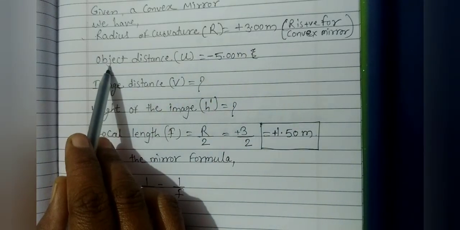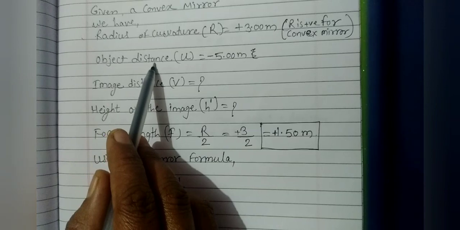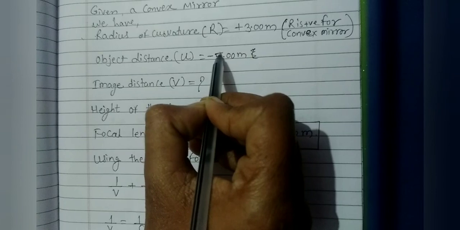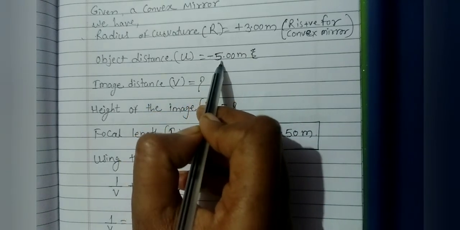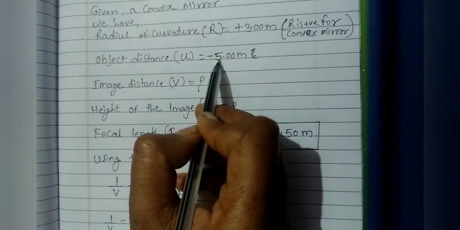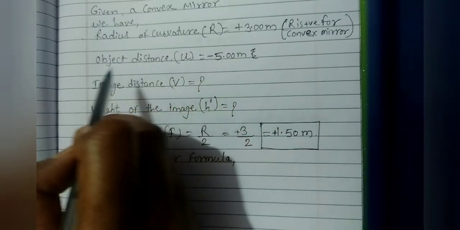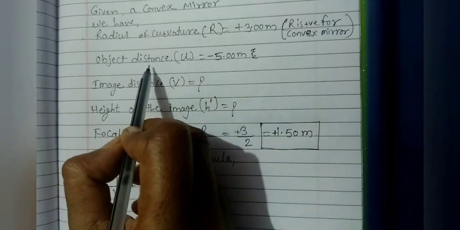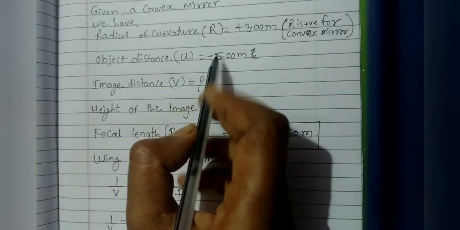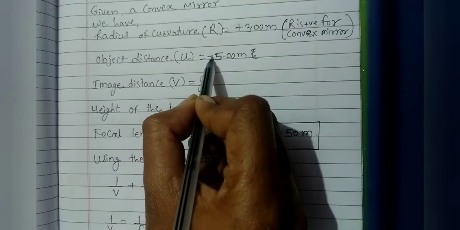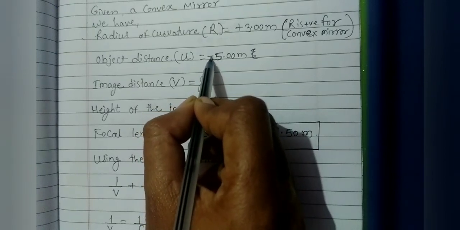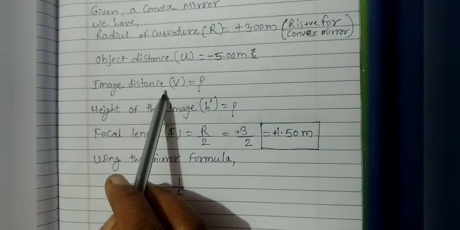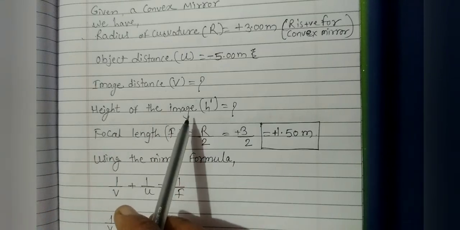Second given entity is object distance. It is 5 meter, but according to sign convention we have taken it minus 5 because object is placed in front of mirror towards the left side of pole, and we know everything which is towards the left is negative. So according to sign convention, the sign of object distance is negative. So here we have taken minus 5 meter. We have to find out image distance and height of the image.